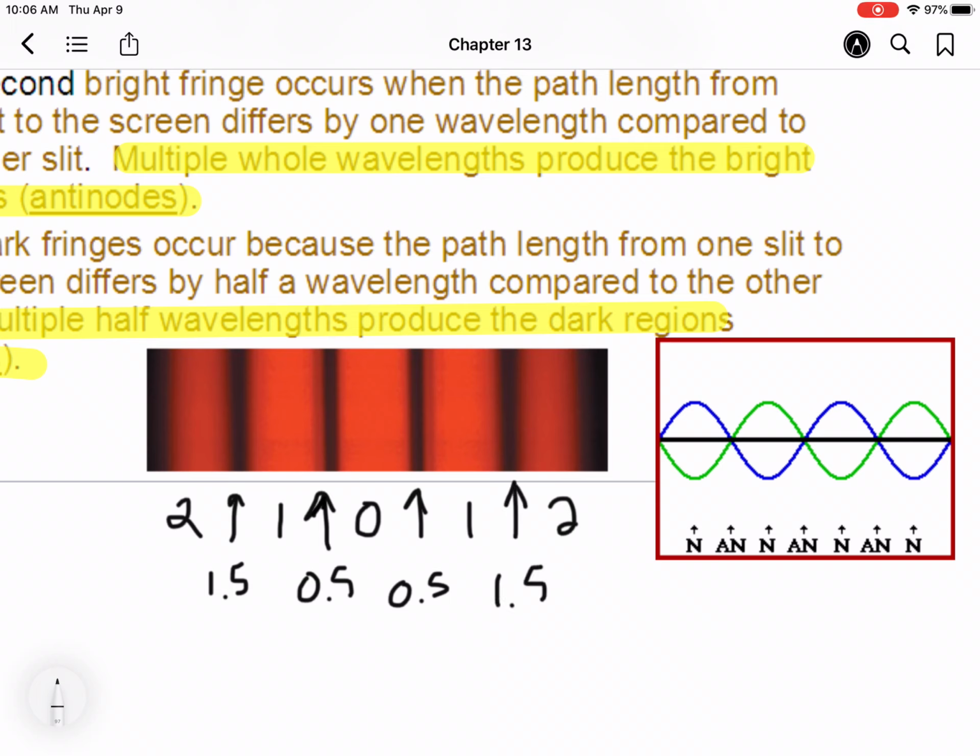So there's a way to count these. How far is it from this bright region to this bright region? Well, it's an order of 4. N would be 4, so you go 1, 2, 3, 4. But you can also count it like this: how far from the first dark to the second bright? Well, it's 1.5.